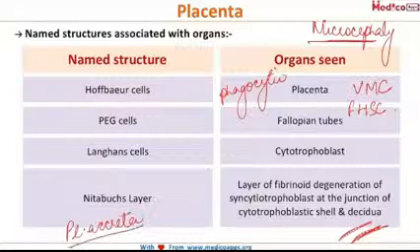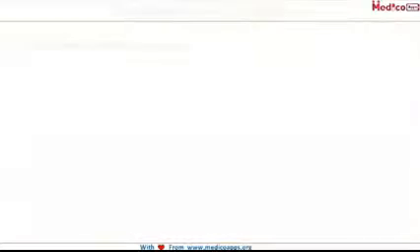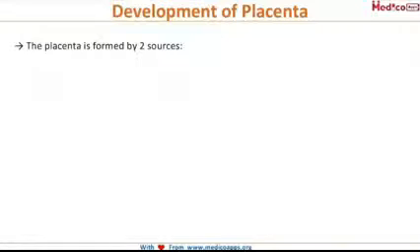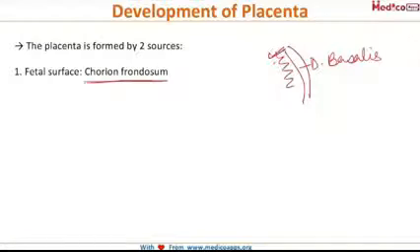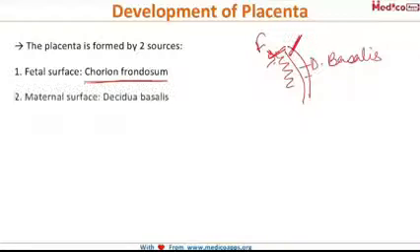Now we will talk about the development of the placenta. The placenta is formed by two sources, as we have already discussed. There is a maternal side of the placenta and a fetal side of the placenta. The fetal side of the placenta is formed by the chorion frondosum. And what is the chorion frondosum? It is the proliferation of the villi present on the side of the decidua basalis. So this chorion frondosum will form the fetal side of the placenta, and the decidua basalis forms the maternal side of the placenta.